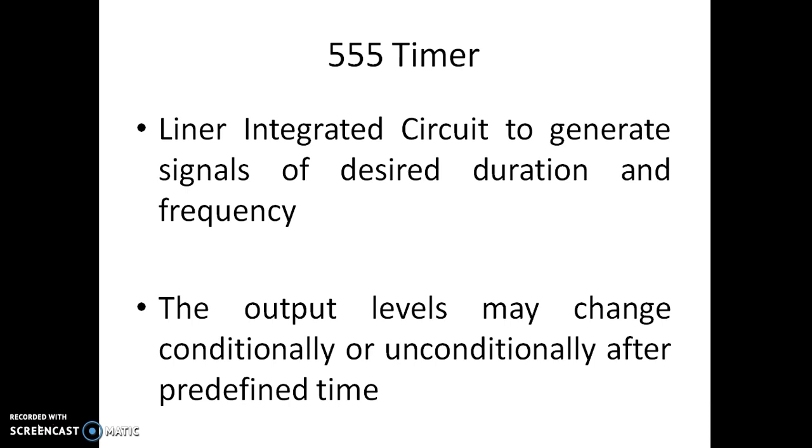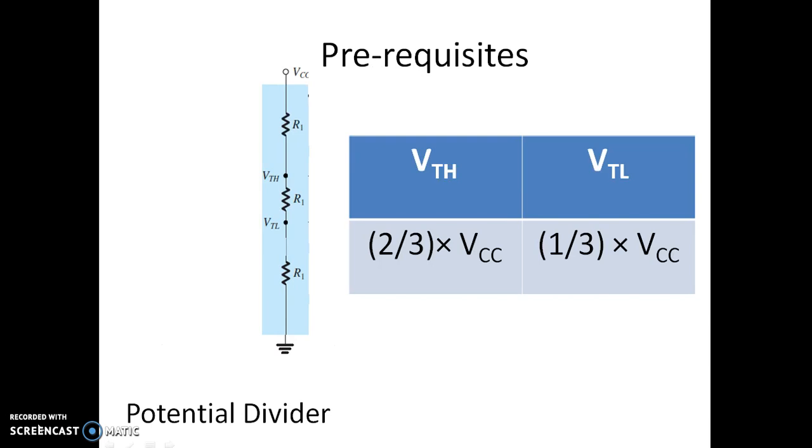Meaning the output voltage, whether it is 0 volt or VCC, will be changed conditionally with respect to a particular condition, or it can keep on changing unconditionally after a predefined time. So these are the types of output signals you can get from a 555 Timer. Now there are some prerequisites before we start understanding what a 555 Timer is and what its applications are.